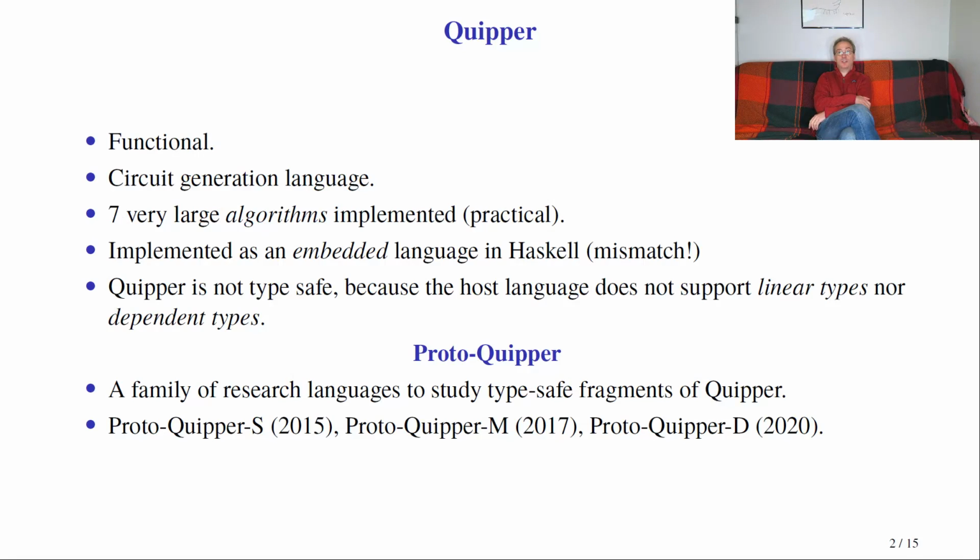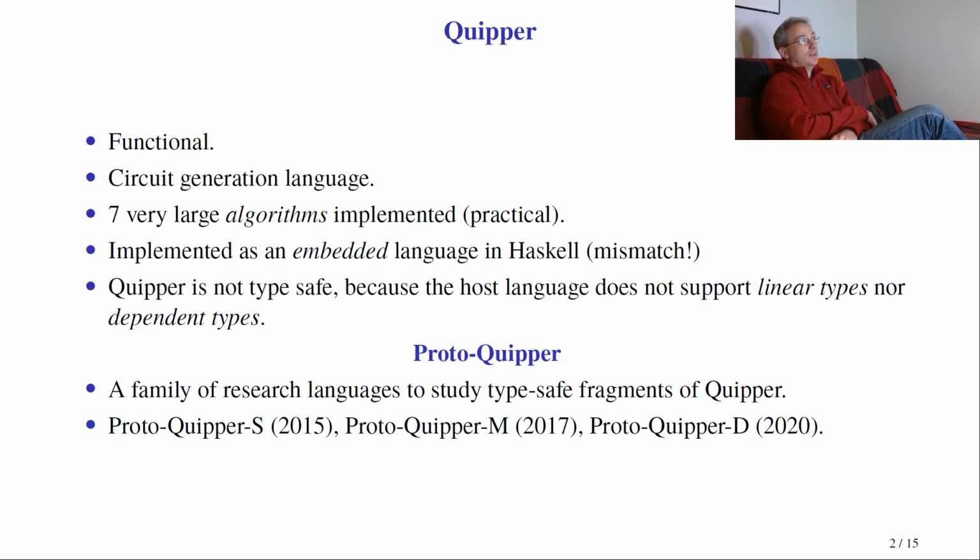The programming language that we've developed over the last 8 years or so is called Qipper. Qipper is a functional programming language. It's embedded in Haskell and it's quite practical. We've implemented several different algorithms in Qipper, including some quite complicated ones from the literature. And some of these algorithms produce trillions of gates.